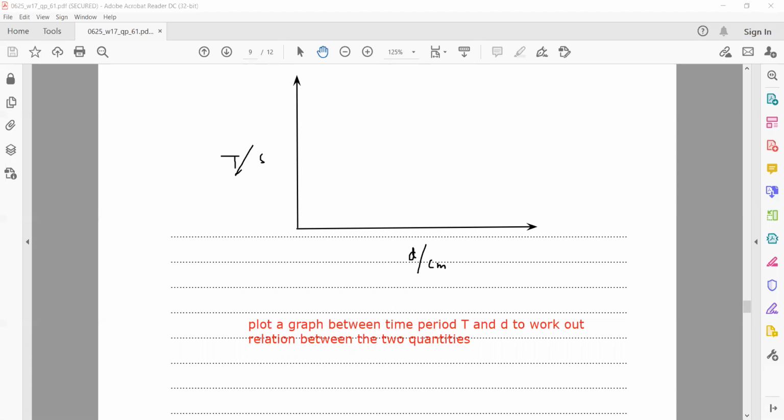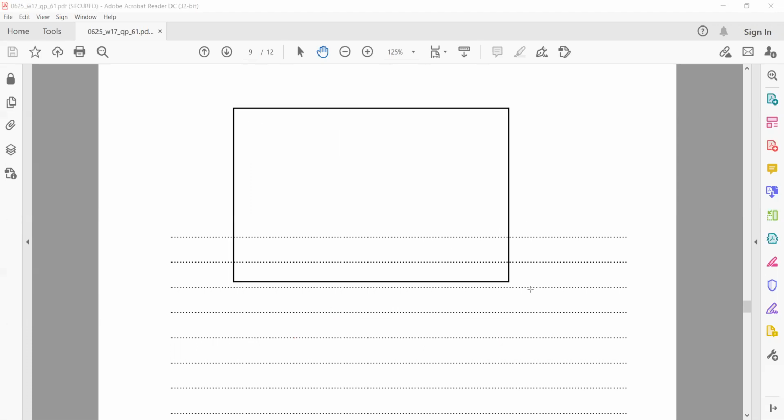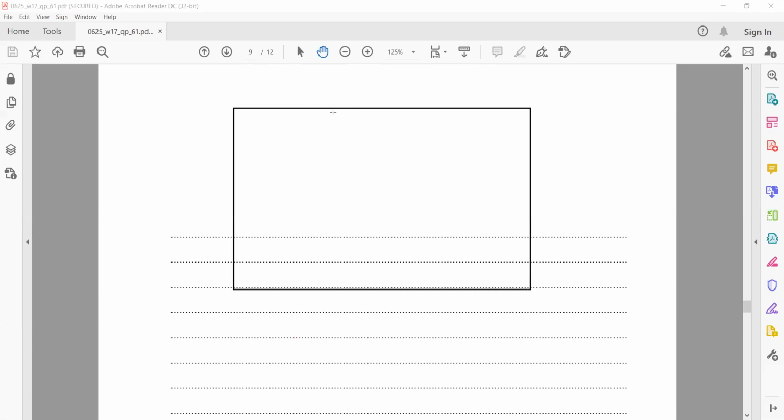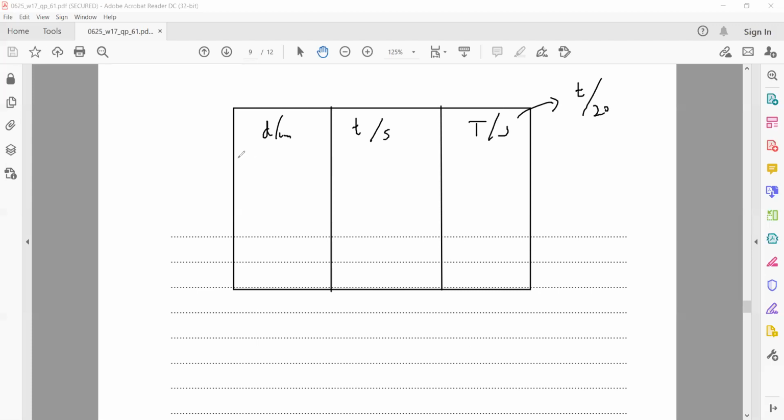In the table, the reason why I have three columns is this: this is the diameter, and the small t is the time for 20 vibrations. So diameter was in centimeter, small t is the time for 20 vibrations, and capital T is the time for one vibration. So how will we get this capital T? It will be the total time divided by the number of vibrations. That's why three columns were there.